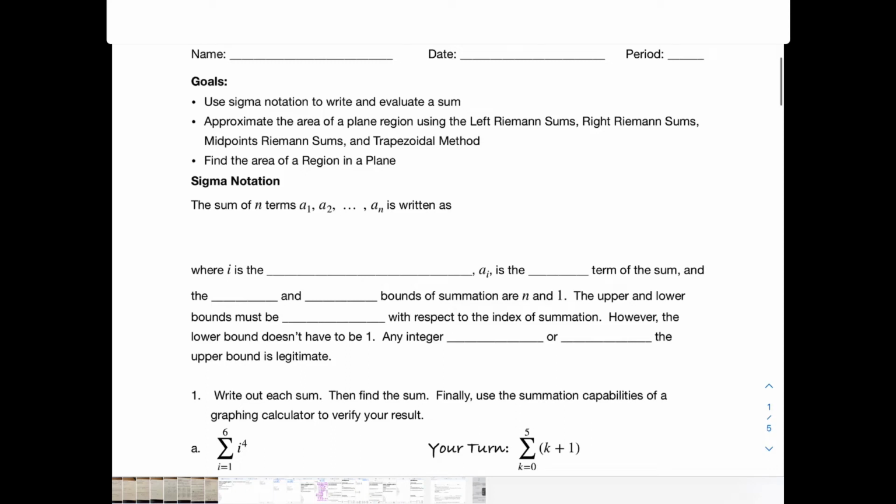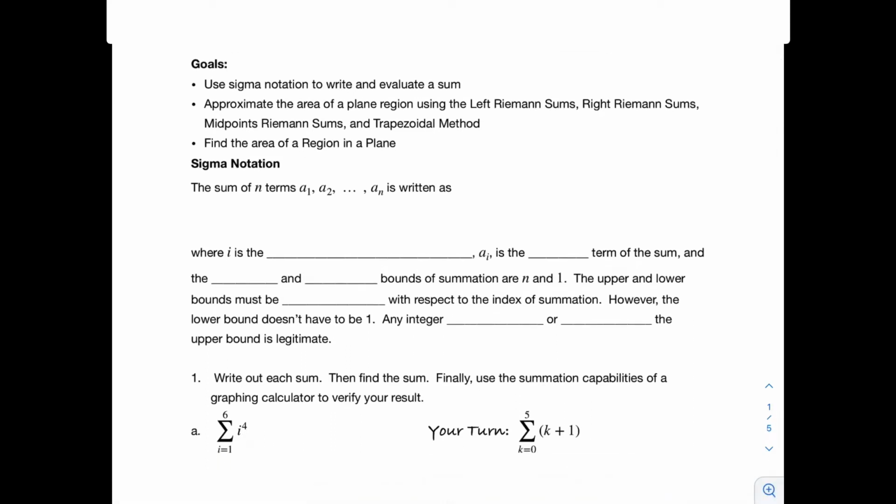Okay, in this video, we're going to look at using sigma notation to write and evaluate sums, approximate areas using left-Riemann sums, right-Riemann sums, midpoint, and trapezoidal method. And then we're going to find the area of a region in a plane using limits and summation.